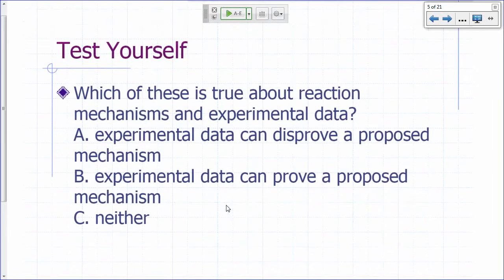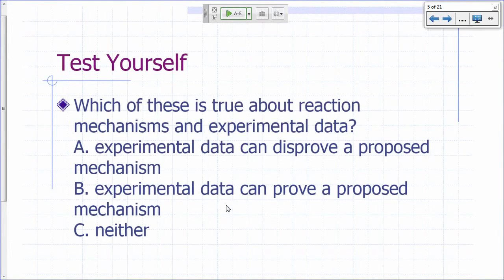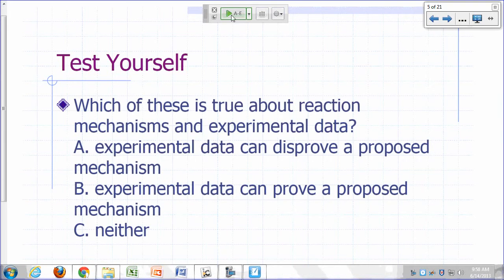Okay? So, true or false? Let's look at this clicker question here. Which of these is true about reaction mechanisms and experimental data? A, experimental data can disprove a proposed mechanism. B, experimental data can prove a proposed mechanism. Or C, neither.